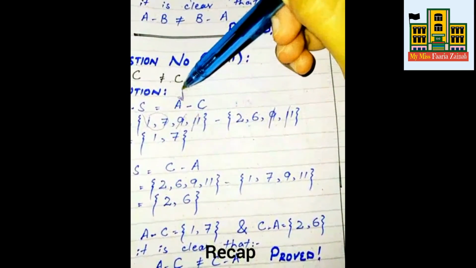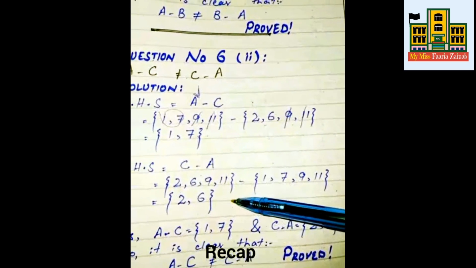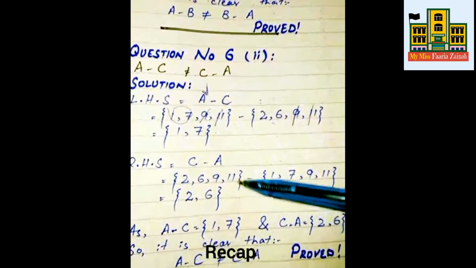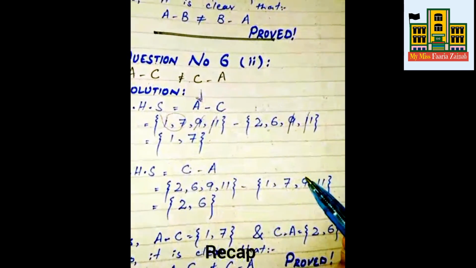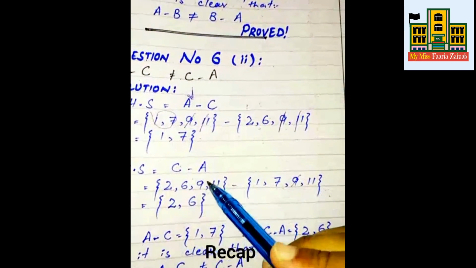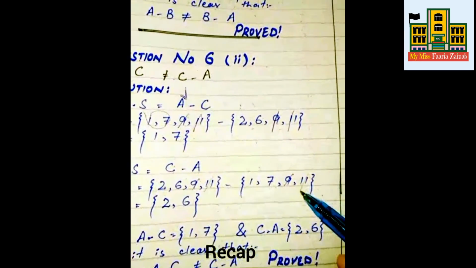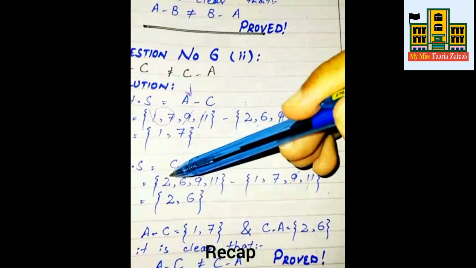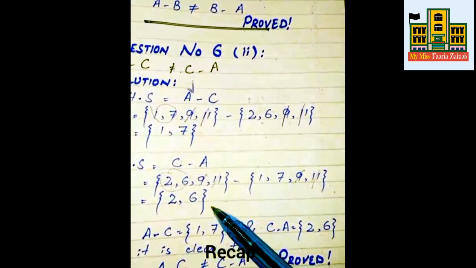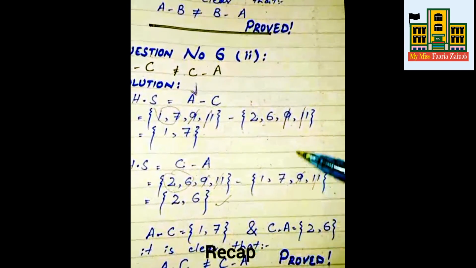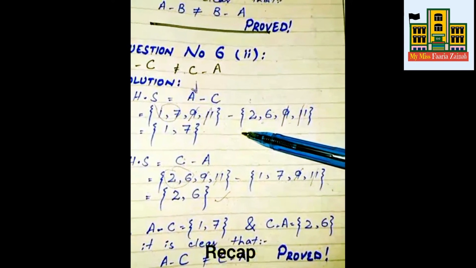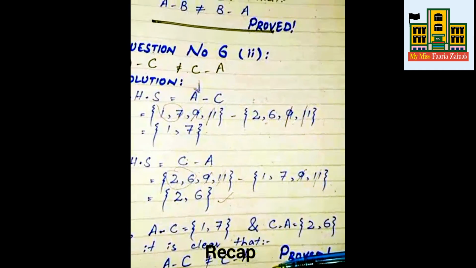because A is written first. And when we are solving the right hand side, we will write set C and then set A, and similarly we will cancel the same elements from both the sets, and the remaining elements of set C will be the difference C minus A. Hence we can clearly see that A minus C is not equal to C minus A.